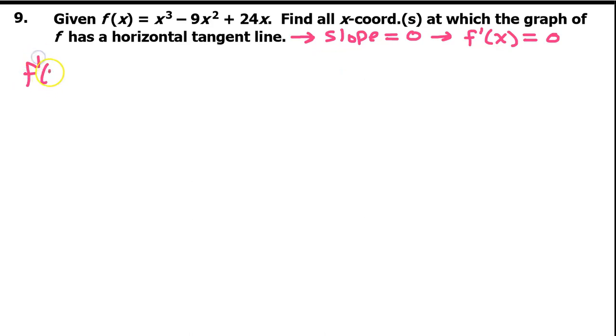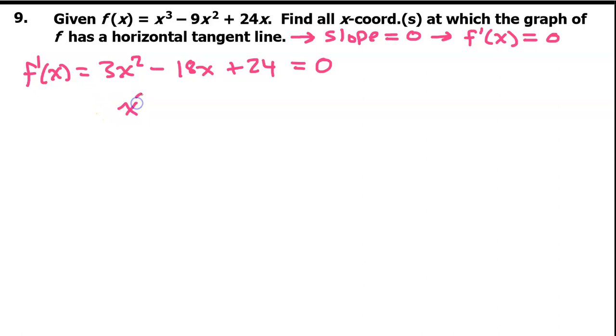So f prime of x will equal 3x squared. We're just doing the power rule. 2 times 9, so we have 18x plus 24. So here is the derivative. But the question is, where does this equal 0? So let's solve this. I'm noticing that all of these are divisible by 3. So let's divide both sides of the equation by 3.